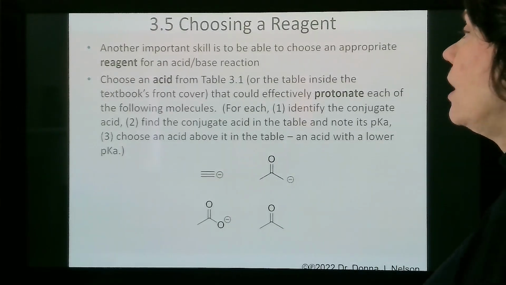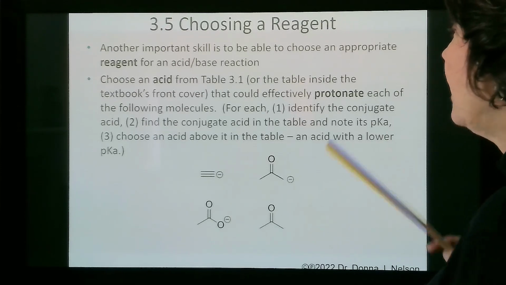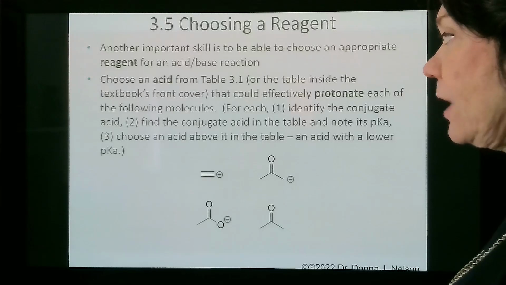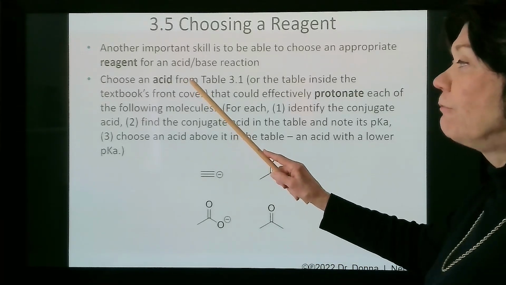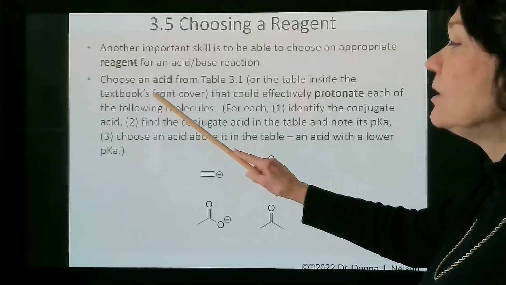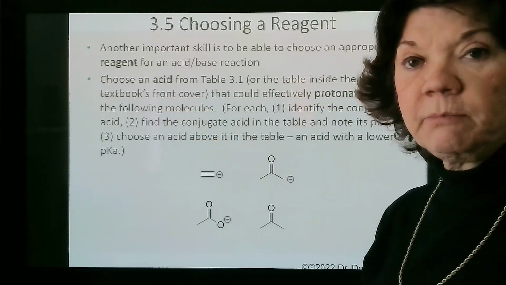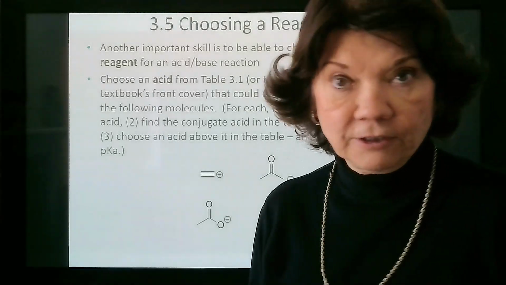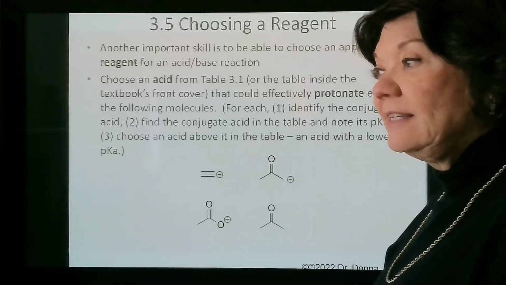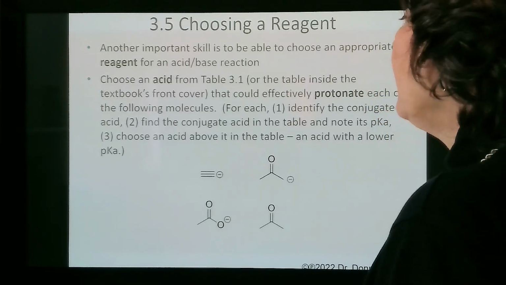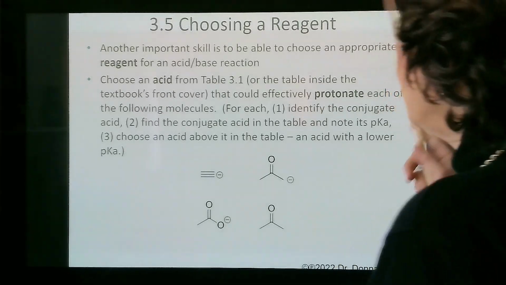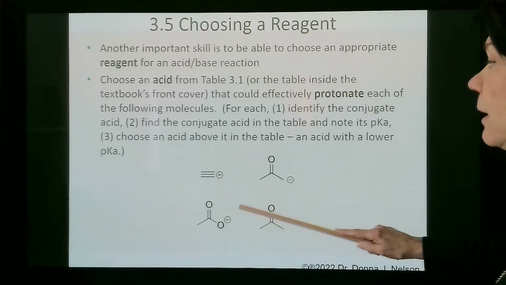Choosing a reagent. An important skill is to be able to choose an appropriate reagent for an acid-base reaction. Choose an acid from table 3.1 or the table inside the textbook's front cover, which is going to be provided to you in a separate file. You can look for it in the same place that you found these videos, which I am creating, as you see, that could effectively protonate each of the following molecules.